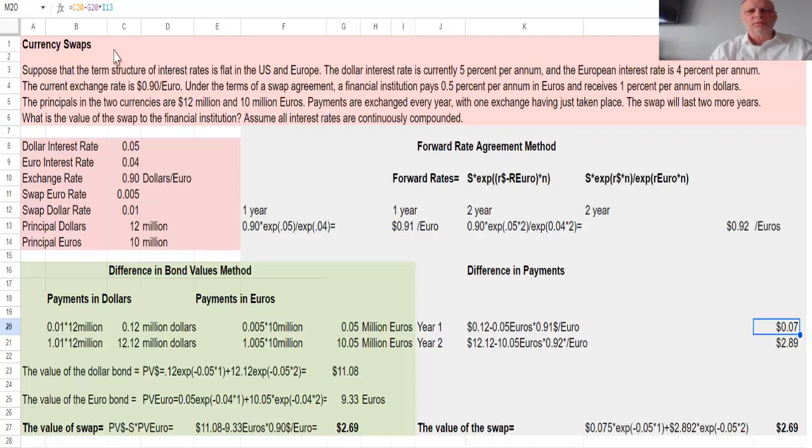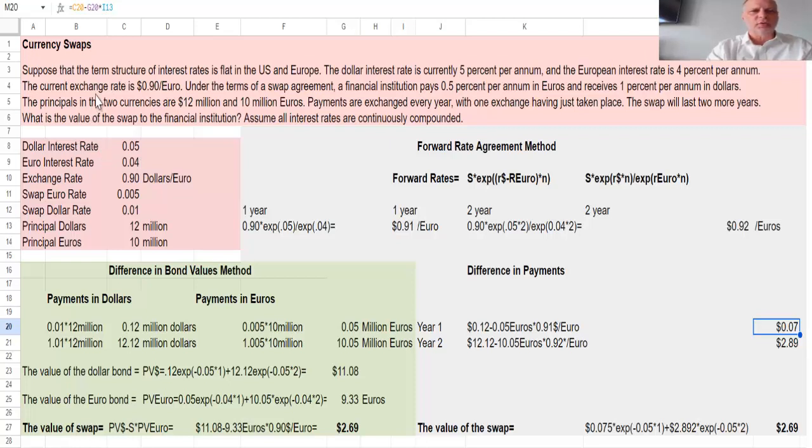In this video, we are going to discuss the valuation of currency swaps using a problem similar to a problem out of the excellent text Options, Futures, and Derivatives by John Hull. Suppose that the term structure of interest rates is flat in the United States and in Europe. The dollar interest rate is currently 5% per annum, and the European interest rate is 4% per annum. We will write this data down here, 5% and 4% for the dollar and euro interest rates.